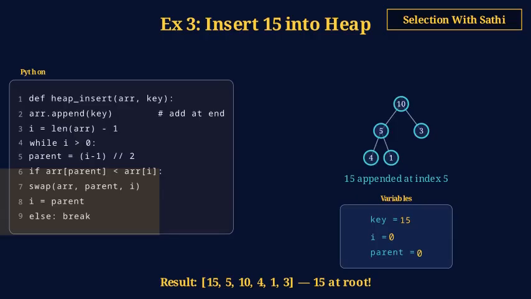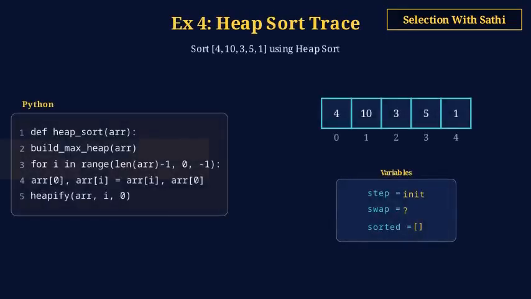Now i is 0, we have reached the root. Stop. 15 bubbled all the way up to become the new root. Heap sort combines build heap and extract max.